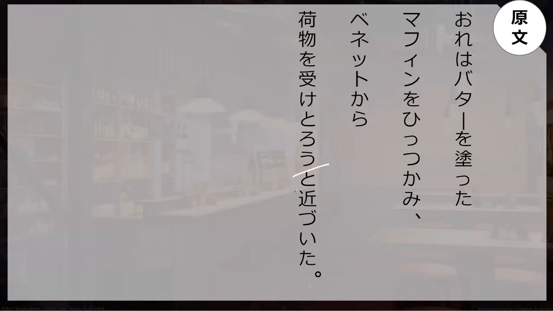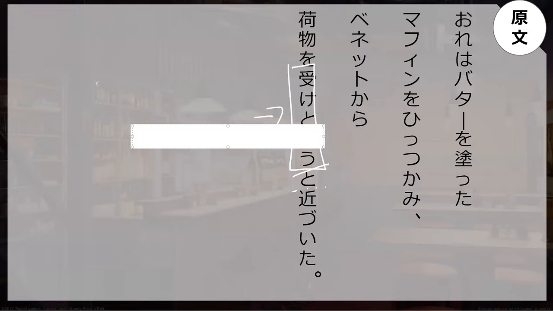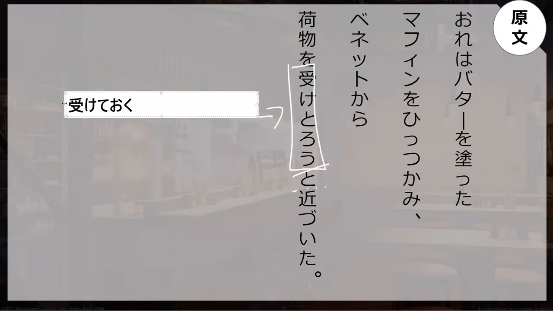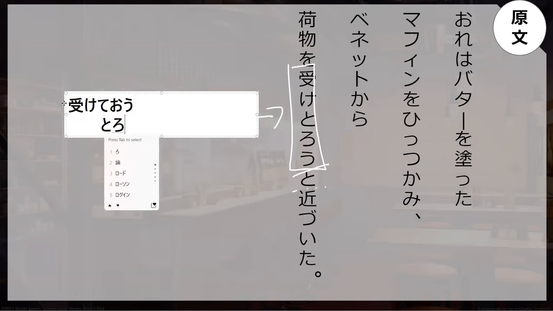Uketoro, uketoro to chikazuita. I get close after I uketoro. Oh no, what is this uketoro? Sorry about this, right here is a conjugation thing. This is uketeoko, from oku, right? That means to do something in advance, or I should do something. So I should ukeru. And a slurring has gone on here with teoko turned into toro, so uketoro.